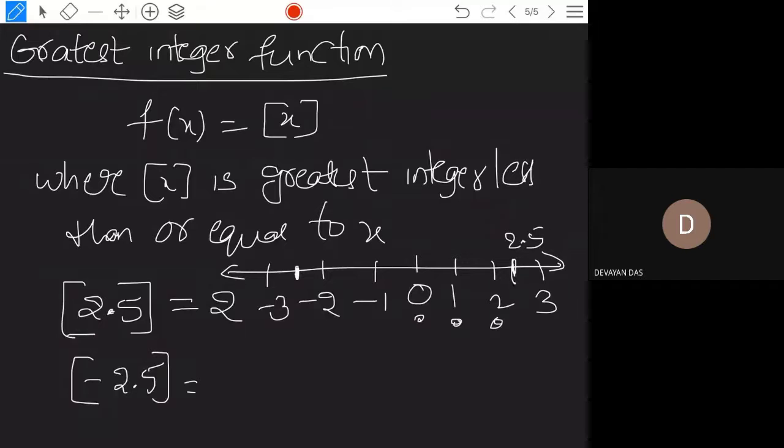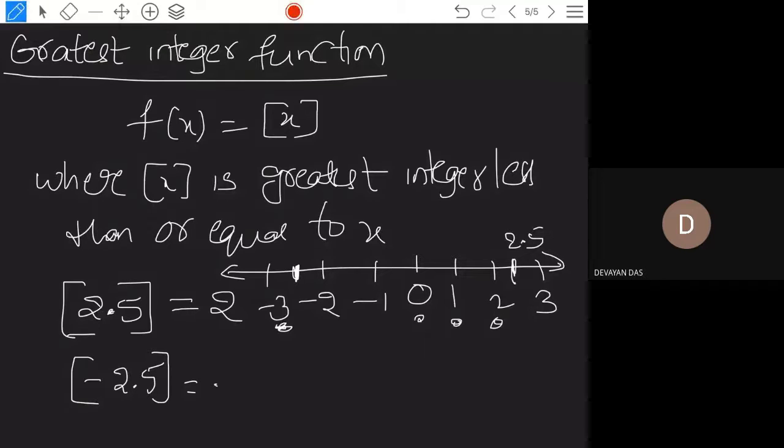What are the integers to the left? Minus 3, minus 4, minus 5, like that, all the integers. In all these integers, this is the correct one. So the answer is minus 3.